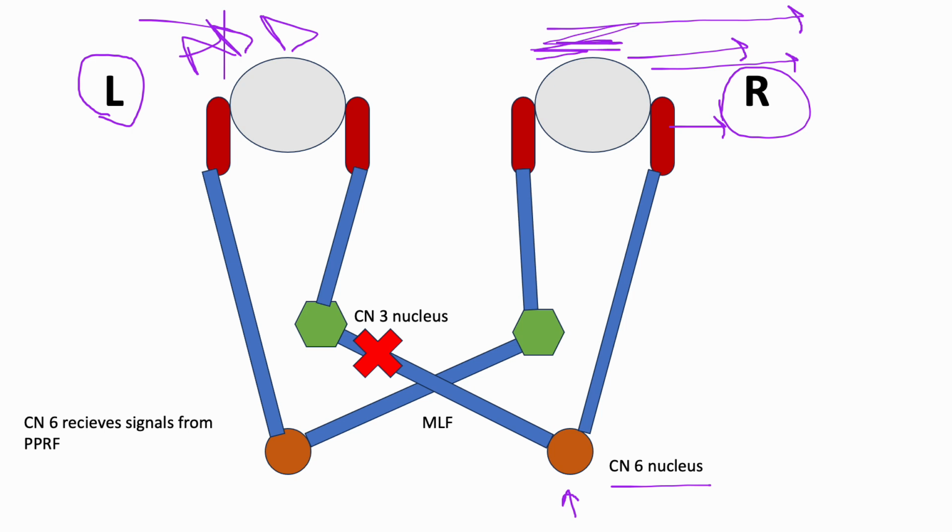Now let's imagine that we want to look actually to the left in this patient with left MLF lesion. It's going to be completely fine because you're stimulating this. It's going to stimulate this lateral rectus of the left eye. Also, it's going to stimulate the cranial nerve 3, and it's going to stimulate the medial rectus of the right eye. And this patient is going to normally look towards the left. So looking to the left is easy, is normal. Looking to the right is not normal in patients with left MLF lesion.